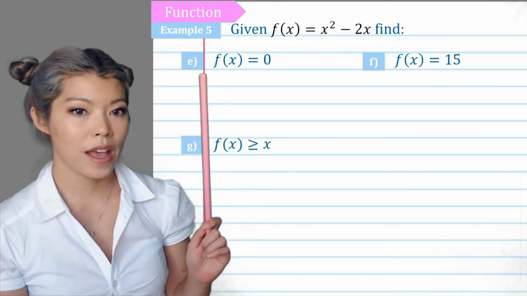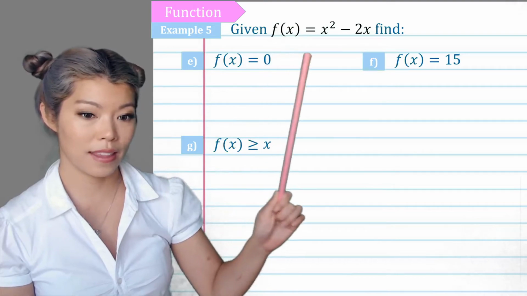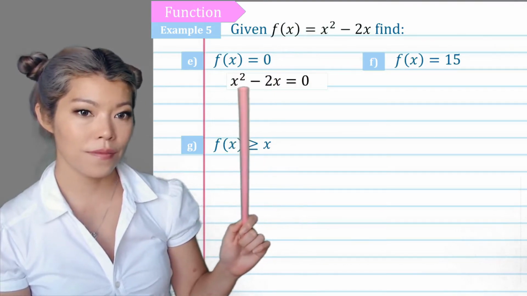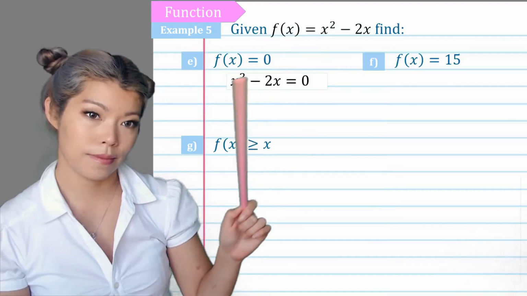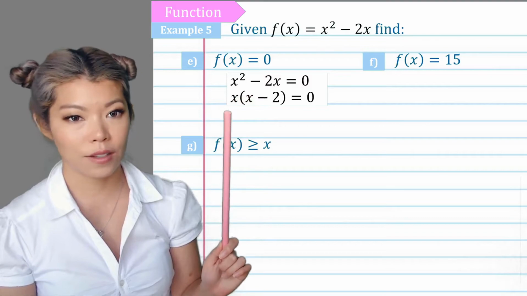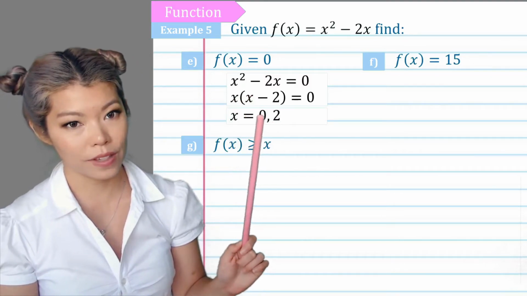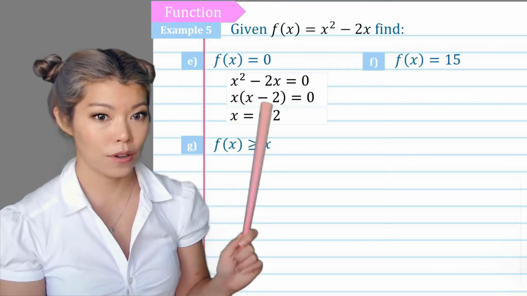So what about when we have f of x equals something? This is like saying y equals 0. So we would let that equation equal 0. So we substitute f of x is 0, and now we can solve. So factorize that, we have x equals 0 and x equals 2. If you've forgotten how to solve, do practice. You need this skill over and over again.